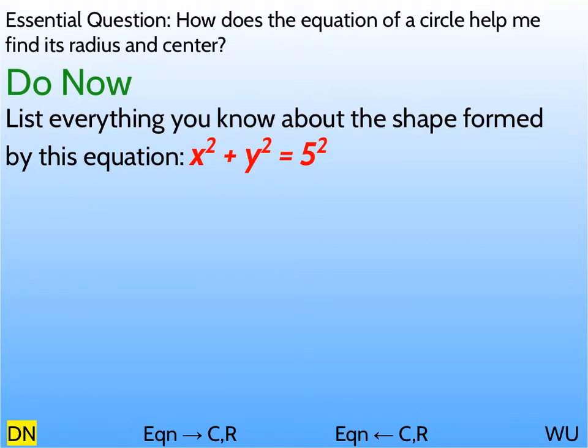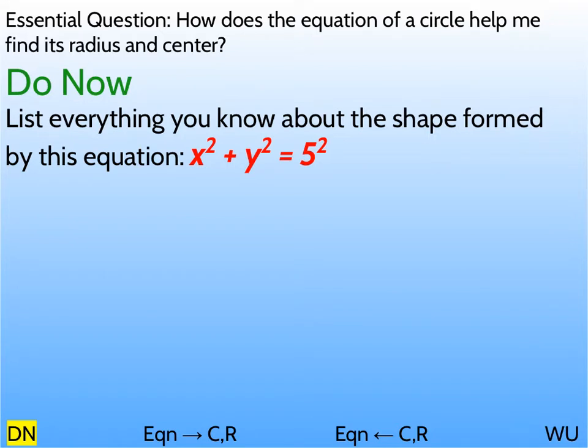So the do now for today says list everything you know about the shape formed by the equation x squared plus y squared equals 5 squared. And just a hint, I think you should be able to write down at least 3 things really quickly. So pause your do now so you can do that, and we'll go over it in a second.